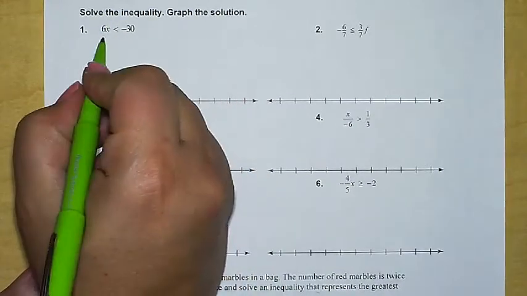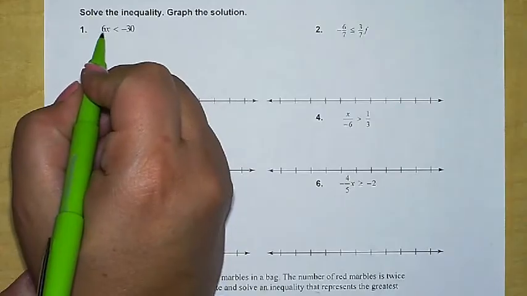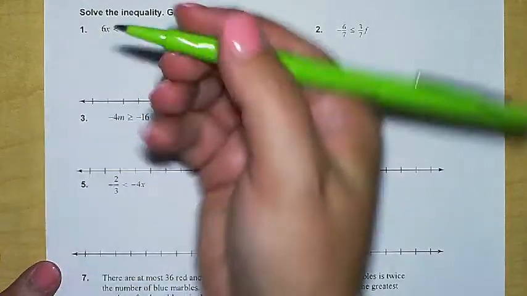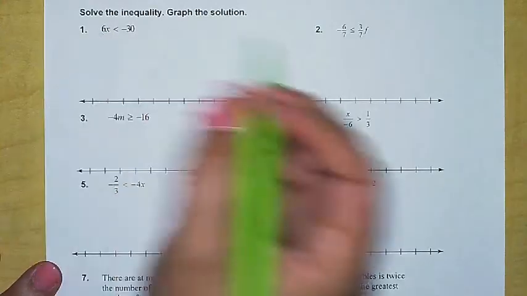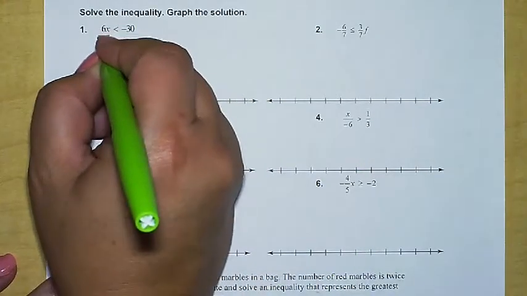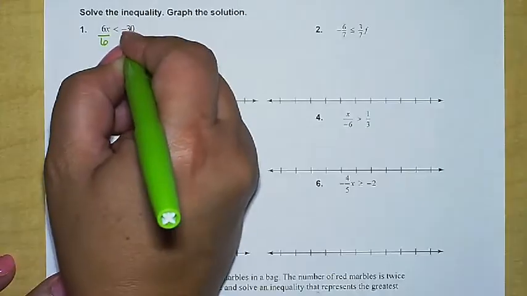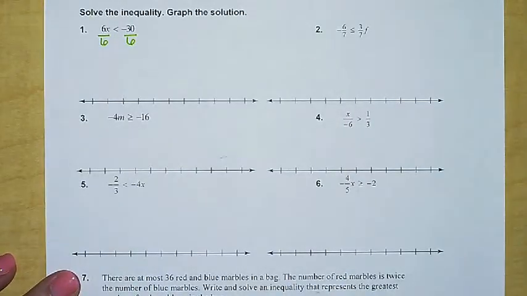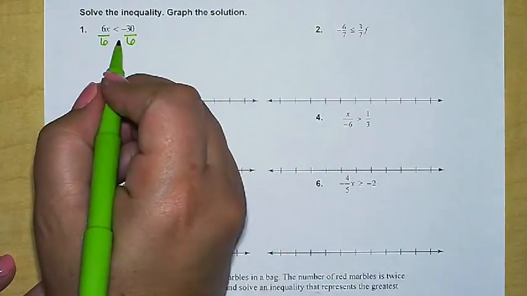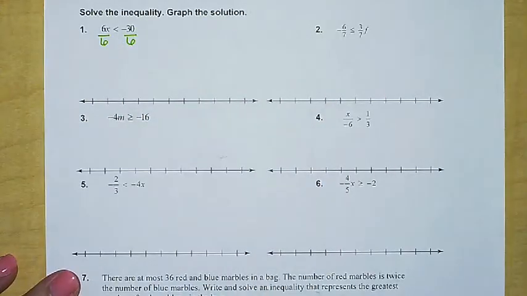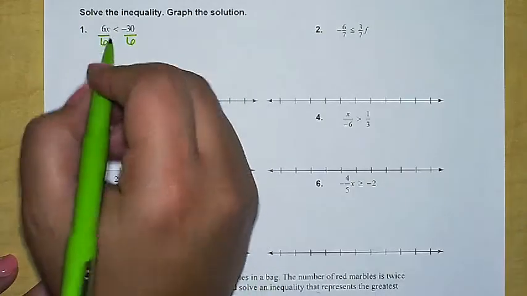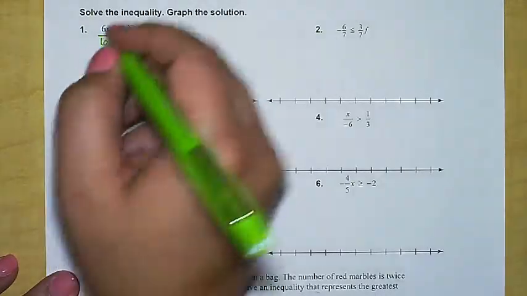On this one, I want to identify where my variable is, look at what they did to it, and then do the opposite or the inverse. It looks like they multiplied by a positive 6. The opposite of multiplication is to divide. So we're just going to divide by that same positive 6. Now that is a positive, so I don't have to worry about doing anything different or odd with my symbol. It can stay exactly the way it is. We'll divide by 6 on both sides.